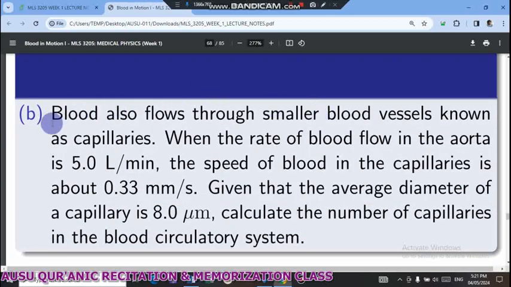Then here is the second problem. They say after leaving the aorta, blood also flows through smaller blood vessels known as capillaries. When the rate of blood flow in the aorta is this, you see, they still maintain this value.